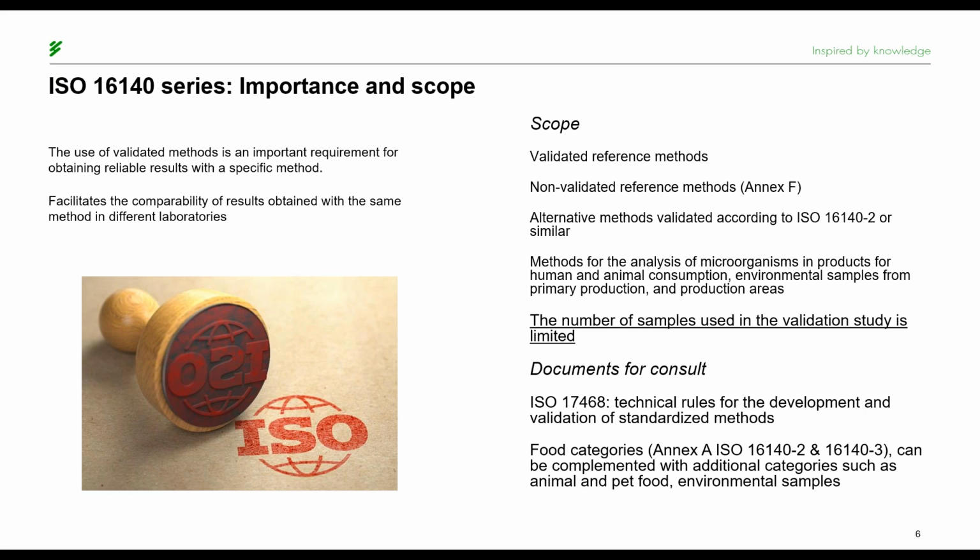Besides these ISO standards, other reference documents that could be important, well, of course, ISO 20468 for the validation of reference methods that we discussed previously, and especially to review food categories, Annex A, that can be found in part 2 and part 3 of these ISO 16140. It's the same annex. And as we have mentioned, in addition to food categories, we also have feed and environmental samples included.